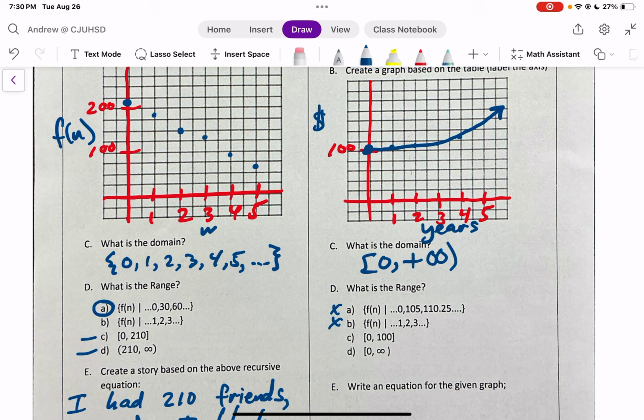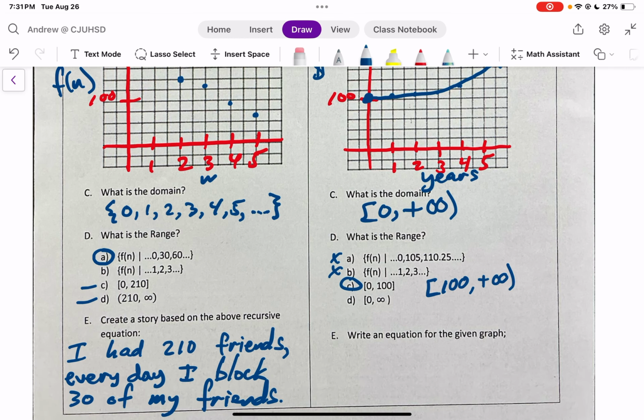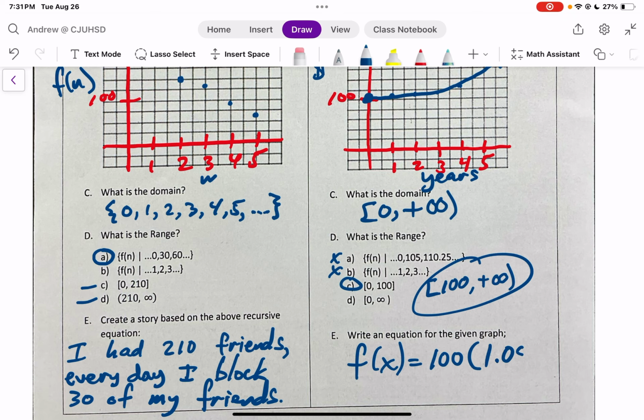I'm not sure we have the answer here. On the range, I think it was supposed to be this one, but it should be written as 100 and then going to infinity. Oh, let's call that a typo on that one. Or maybe they meant it to be D. And, well, either way, this is the answer. Write an equation, so f of x is going to start at 100, go up by 5% to the x.